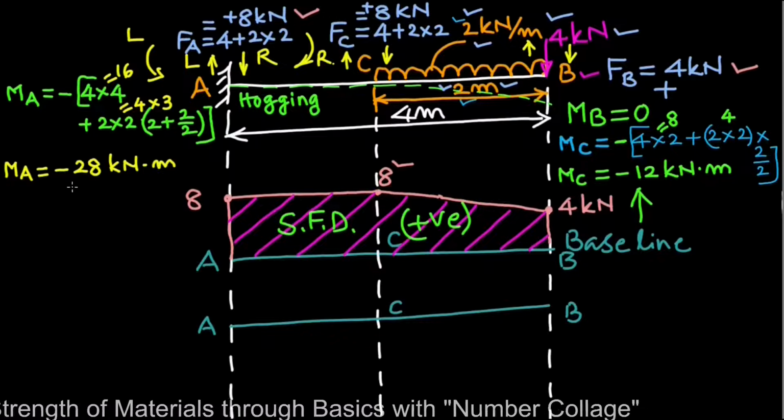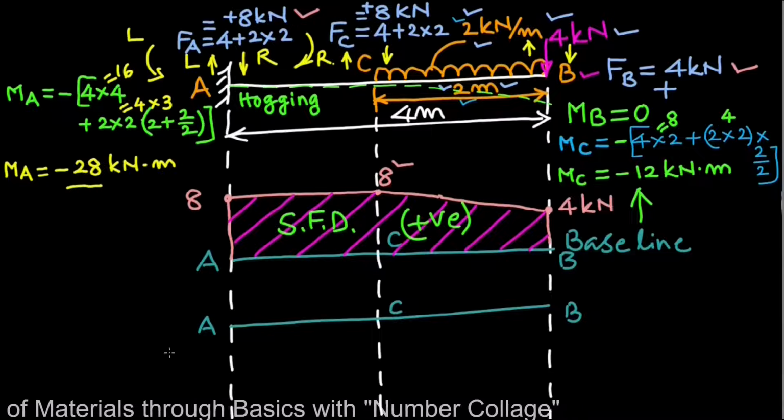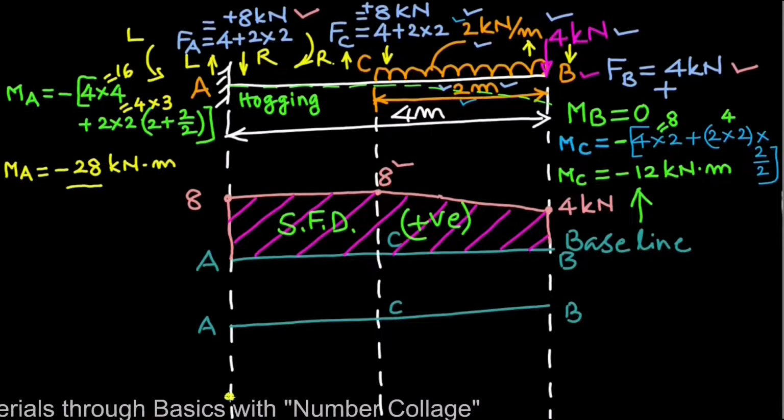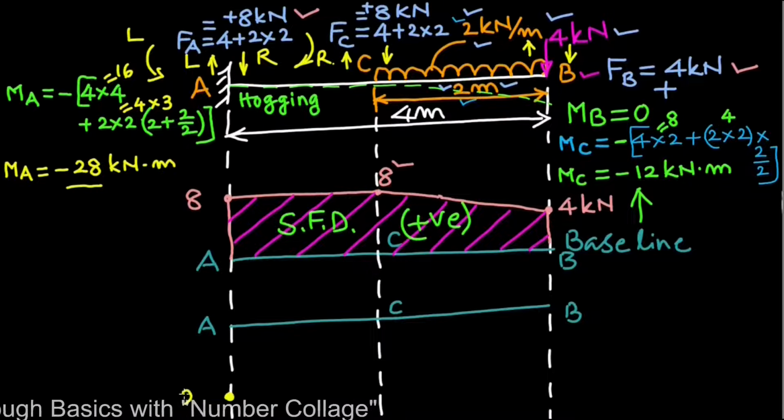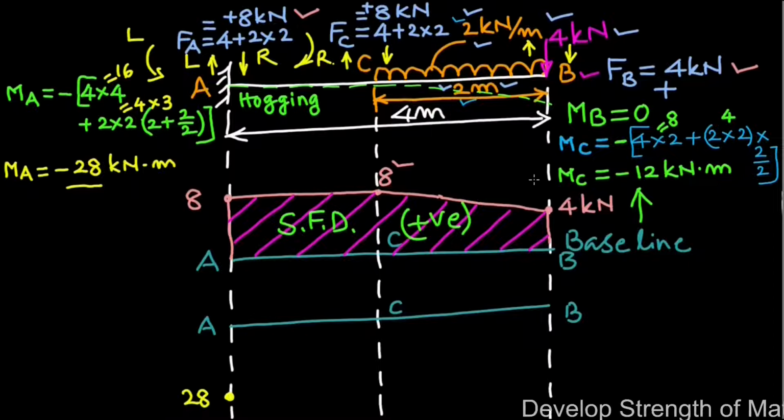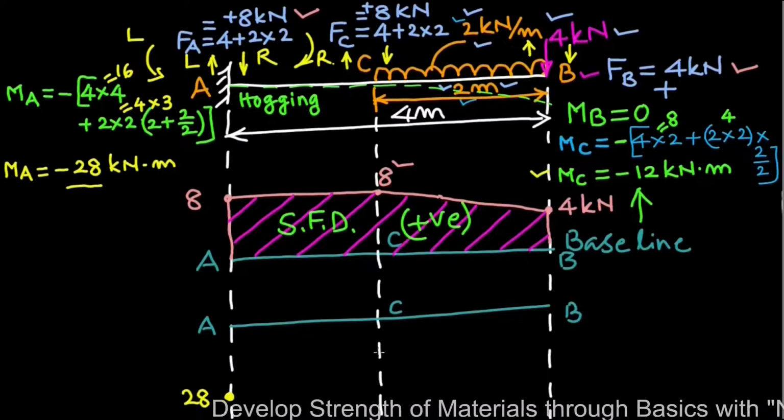The maximum bending moment is at A, which is 28. Let us mark it here at point A, 28. Then the medium bending moment value is MC, which is 12. So let us say here.